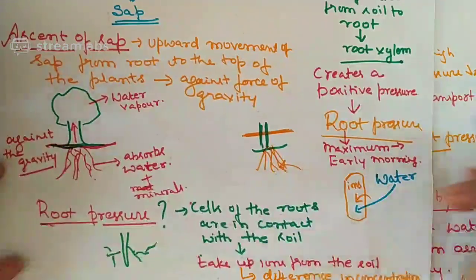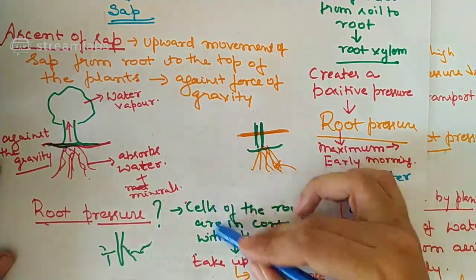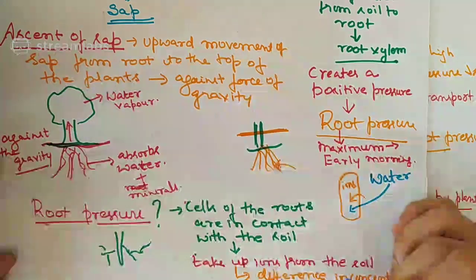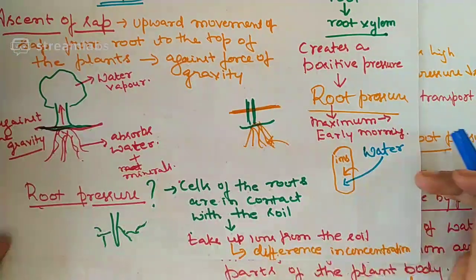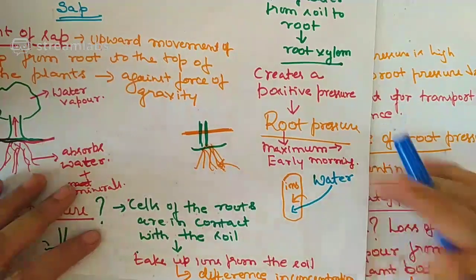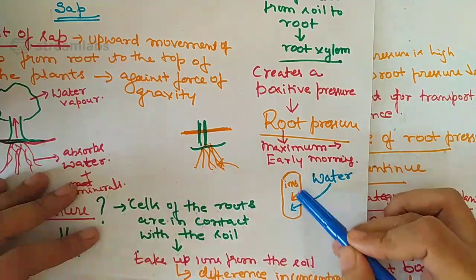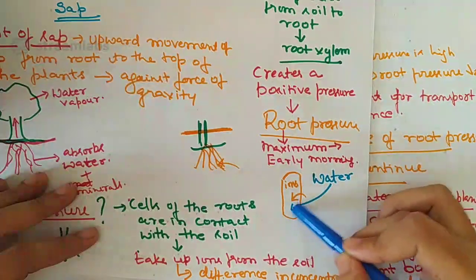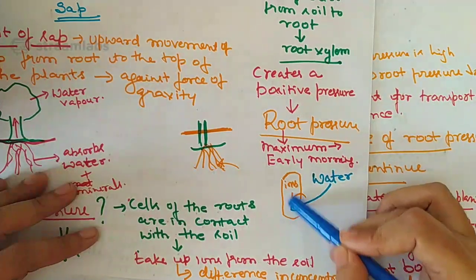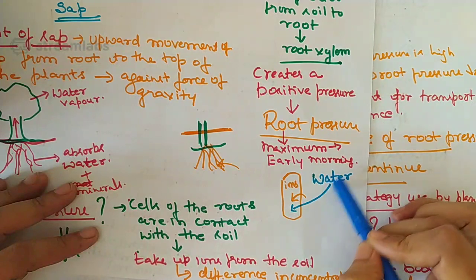So cells of the roots are in contact with the soil. When cells of the roots are in contact with the soil, what are they going to take up from the soil? They are going to take up ions from the soil. So when ions enter into the cells of the root, what happens? The concentration of ions is going to increase. As the osmotic pressure increases, water will be absorbed from the soil.